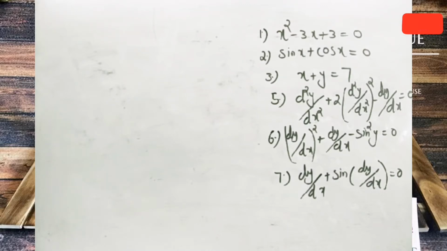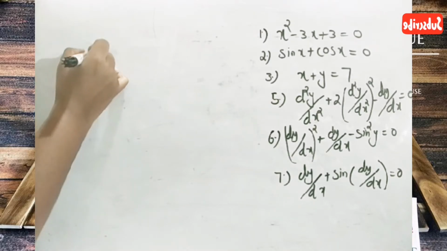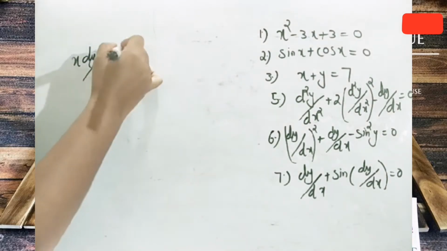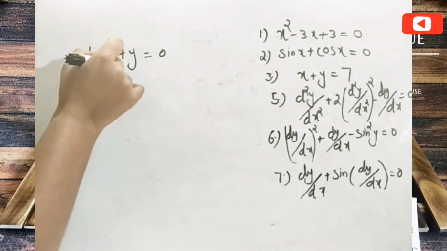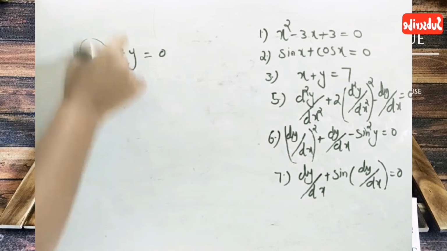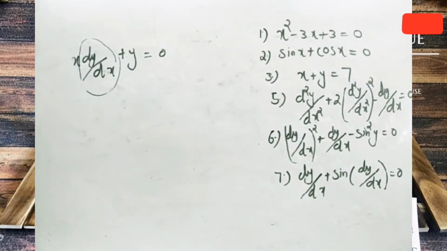Now consider the equation x into dy by dx plus y is equal to 0. What is the speciality of this equation? This equation is actually an equation in terms of derivatives. This equation is actually the equation involving derivative.